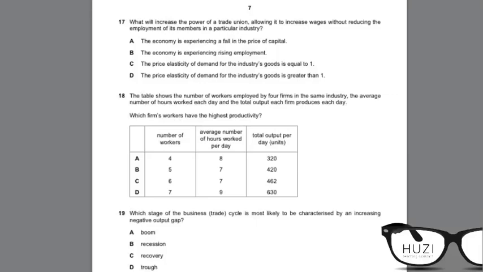So question number 17. What will increase the power of a trade union, allowing it to increase wages without reducing the employment of its members in a particular industry? A: The economy is experiencing a fall in the price of capital. If that's the case, firms will actually substitute capital for labor, right? So I don't think A can be an answer.